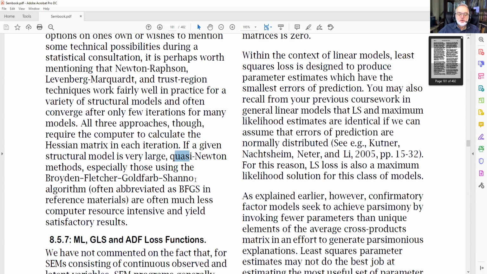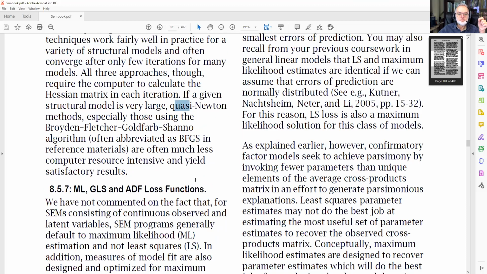So conceptually, let's now say, well, we understand, or at least we have a walking acquaintance with what least squares loss is. And let's talk about why least squares loss might not be the best thing for you in fitting parameters to a structural equation model, and why maximum likelihood or generalized least squares might be preferable.